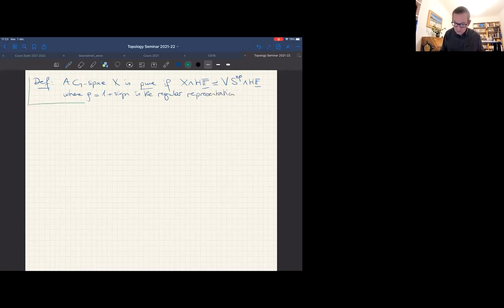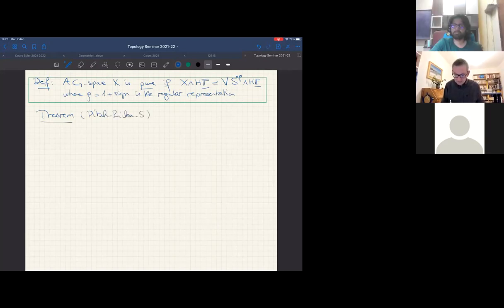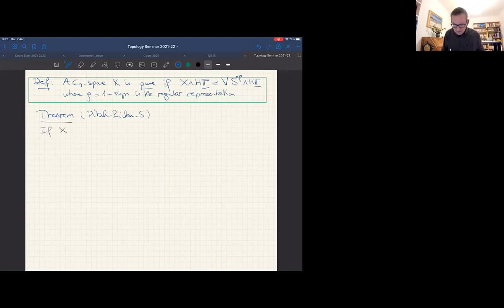Okay, so now you've probably guessed the theorem we proved with Nicolas and Wolfgang: if X has finite type, then X is a conjugation space if and only if X is pure.